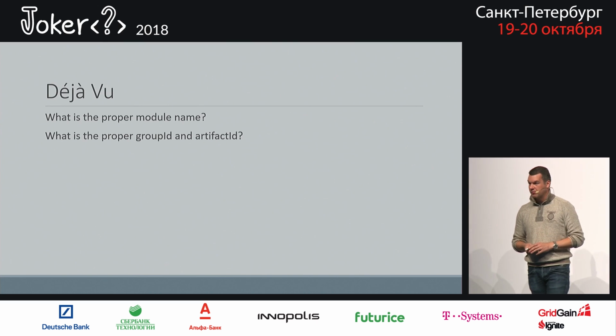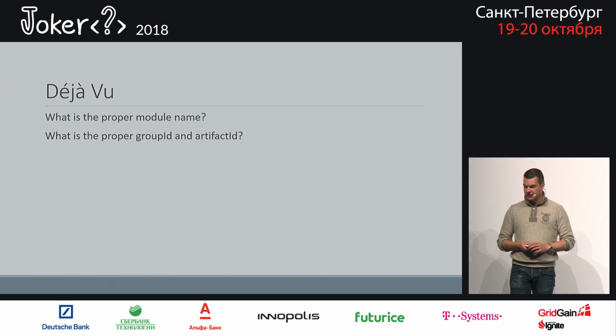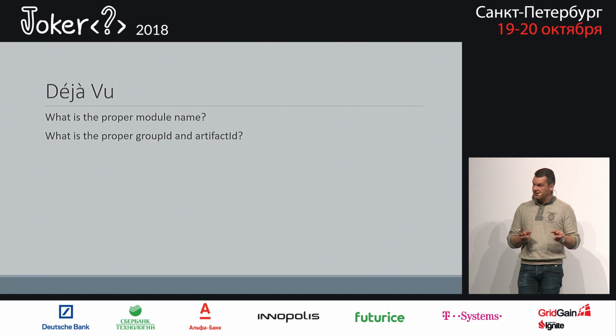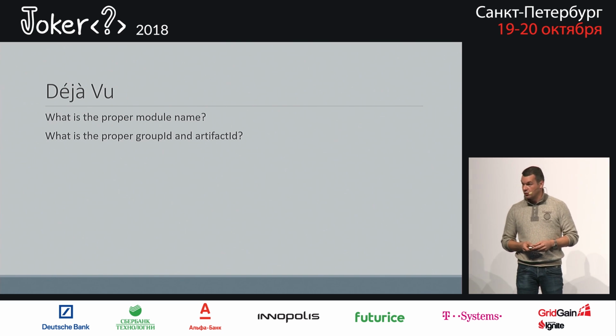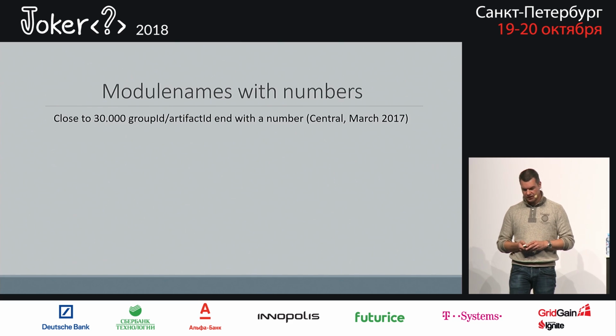So when I heard about modules, I had this kind of déjà vu. What is a proper module name? It's a little bit like, what's a good group ID? And what's a good artifact ID? And group ID and artifact IDs, those are two separate entries, whereas the module is just one. And this makes things a little bit complicated.